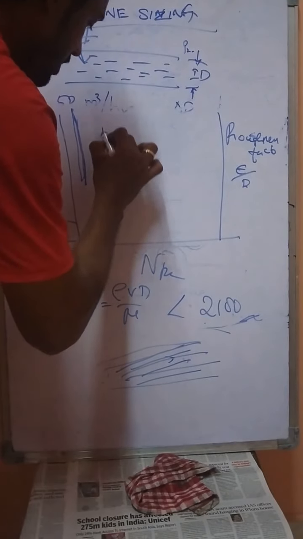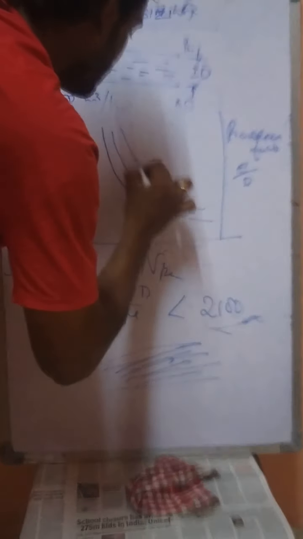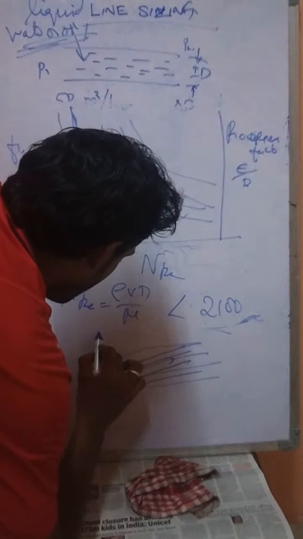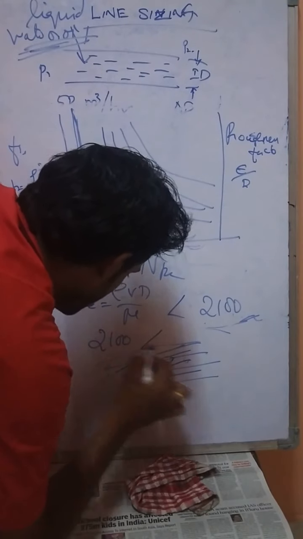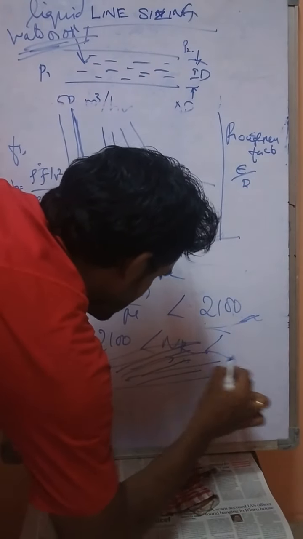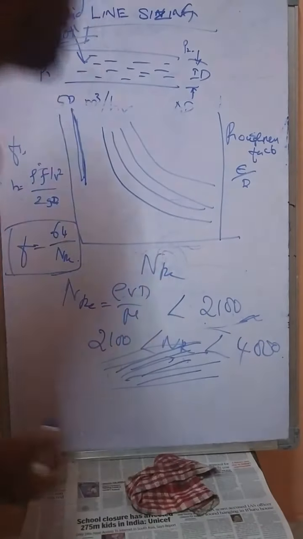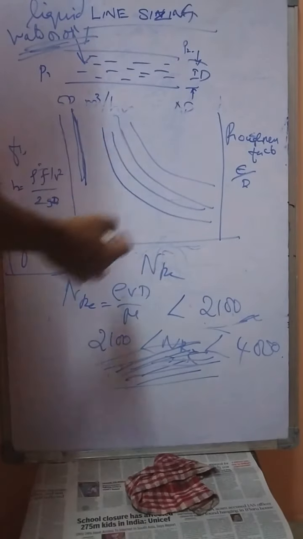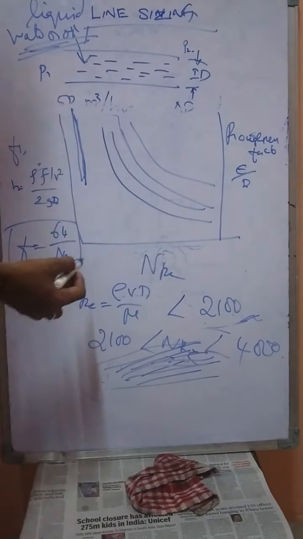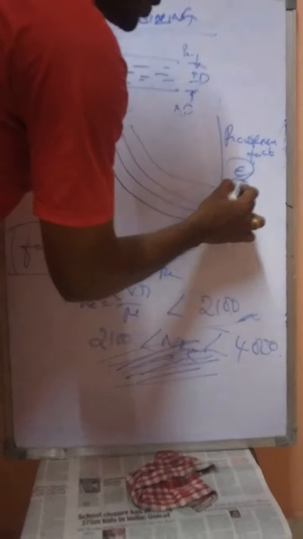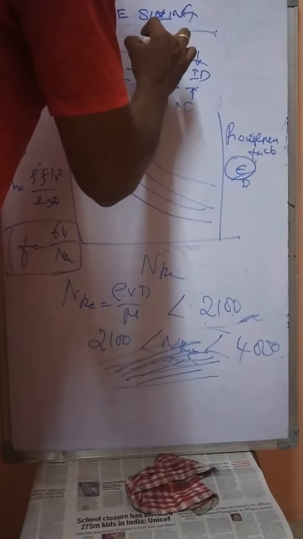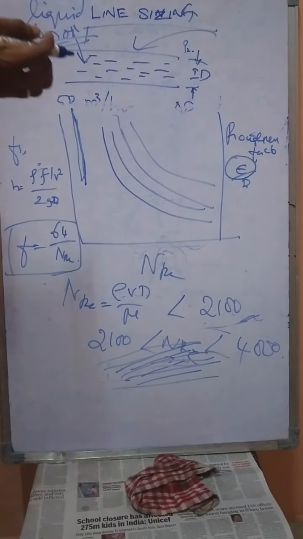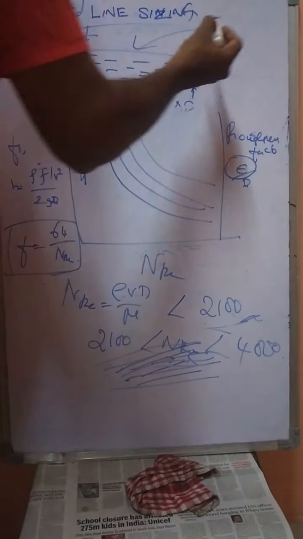And the next thing is the turbulent region. Turbulent region means when the NRe is between 2100 and 4000. Here is where you are going to see this turbulent region. In this case, you cannot get F directly. You need to know the roughness factor of the material of the pipeline that you are using. It may be carbon steel, stainless steel, mild steel, or whatever material you are using. Each has some roughness factor.